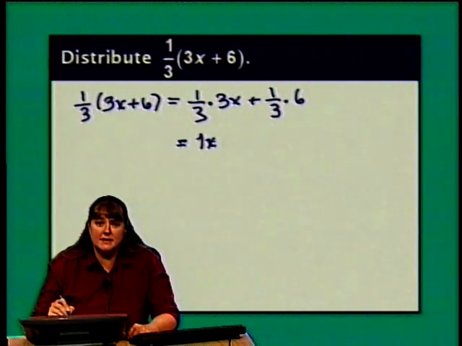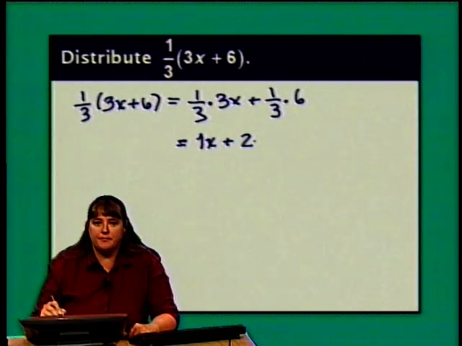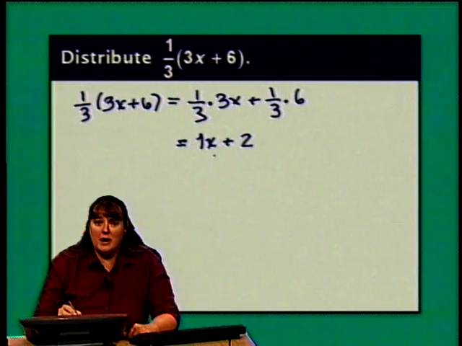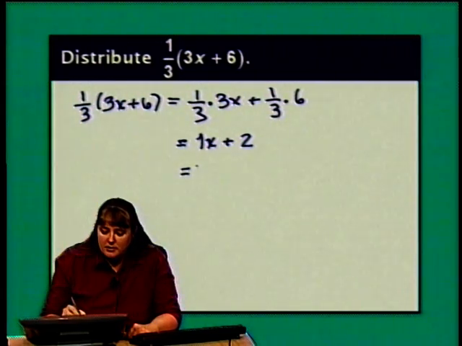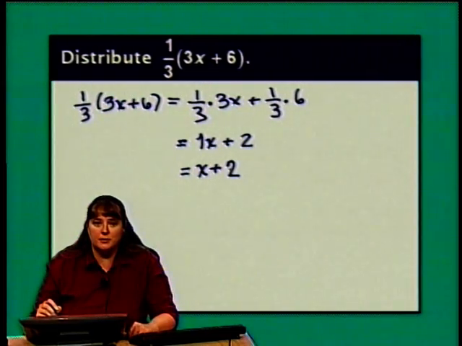1/3 times 6 is 6/3. 6 divided by 3 is 2. So I have 2 as my second term. Now we generally don't write a coefficient of 1. 1 times x is just x. So in simplified form, I would write this as just x plus 2.